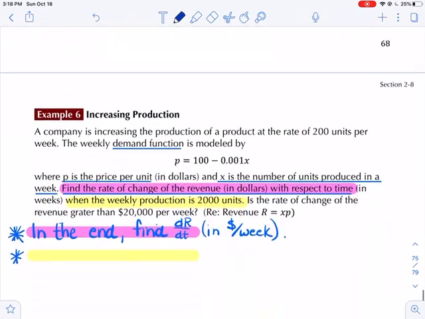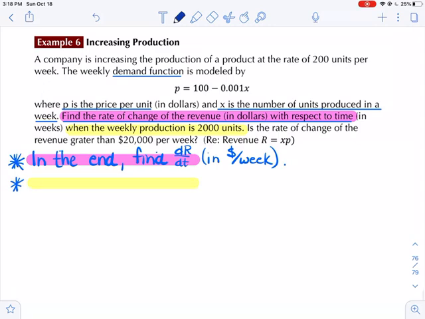Okay, so that's example 5. Example 6, increasing production. A company is increasing the production of a product at the rate of 200 units per week. The weekly demand function is modeled by p, lowercase p, is equal to 100 minus 0.001x, where p is the price per unit in dollars, and x is the number of units produced in a week. Find the rate of change of the revenue in dollars with respect to time in weeks.